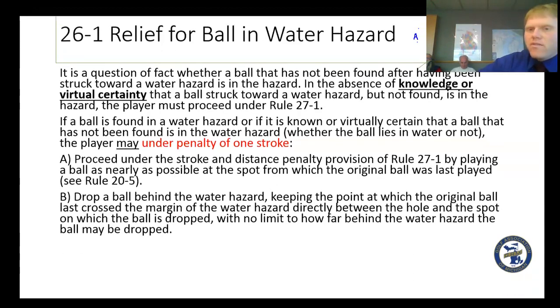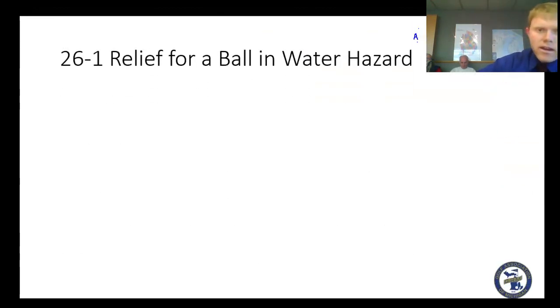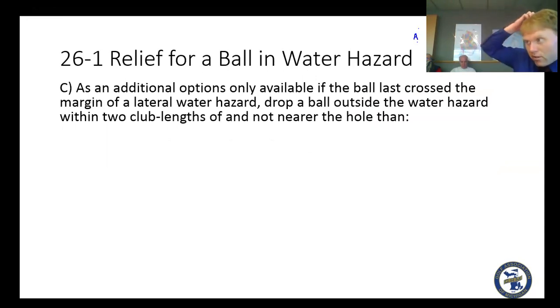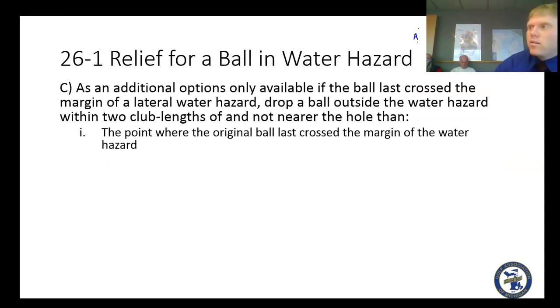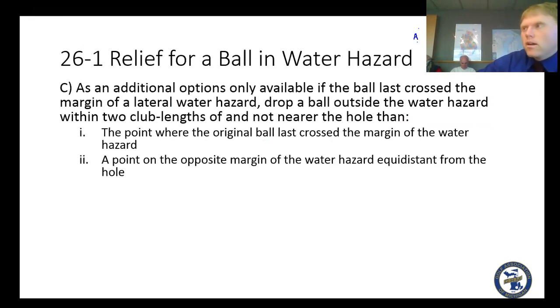And additionally, if it's a lateral water hazard, or red, you've got 2 other options to take 2 club lengths from, again, that X marks the spot where you last crossed the margin of the water hazard, 2 club lengths in close to the hole, or on the opposite side of the margin, equidistant from the hole, 2 club lengths from that point. And so 5 options for lateral water hazard, 3 for water hazard: 4 under 1 stroke penalty under lateral, 2 under 1 stroke penalty. You can always play it from the hazard, no penalty.